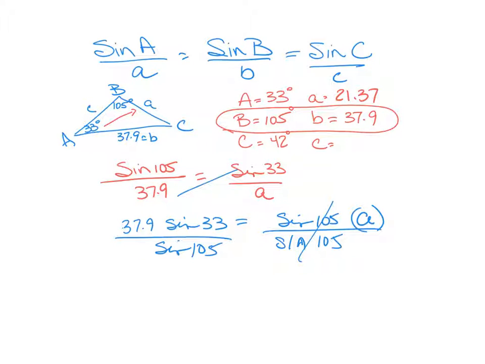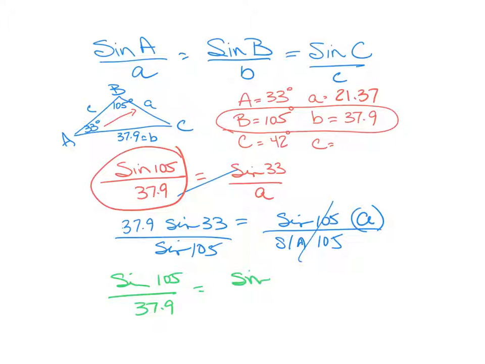So now we have to find little c. That's the only thing left to find. So I still use this fraction because it's the one the problem gave me from the beginning. If you use the a fraction, which you can, but you were wrong on little a, you're going to be wrong on little c, and you'll get 2 wrong instead of 1. So I always use the one that they gave me. So I have sine of 105 over 37.9 equals sine of 42 over little c.